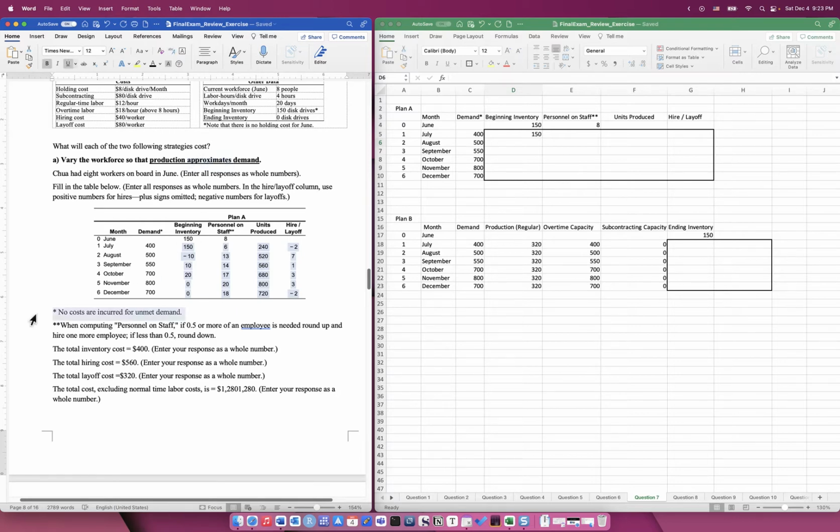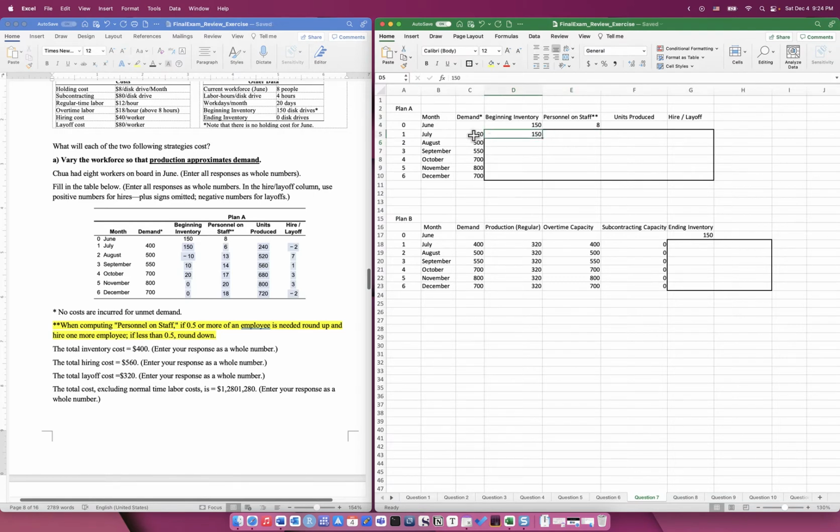Specifically, I can see that no costs are incurred for unmet demand, so this does not consider the shortage cost or the backorder cost. And when computing the personnel on staff, if 0.5 or more of an employee is needed, round up and hire more. If less than 0.5, round down. This can give us a little headache, but we need to be prepared for anything. So let's take a look.